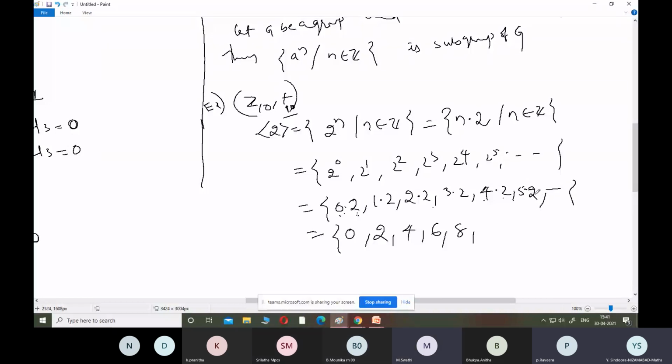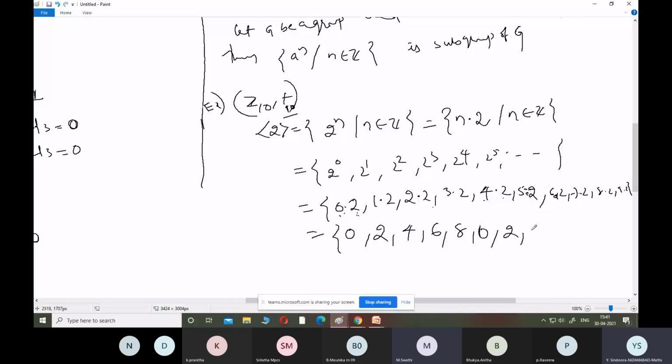In the same way, what is 5 into 2? 10. What is 10 modulo 10? 0. What is 6 into 2? 12. 12 modulo 10? 2. So what are you seeing? The repetition is going on, right? So if I write the next few elements also, 6 into 2, 7 into 2, 8 into 2, 9 into 2, and so on.